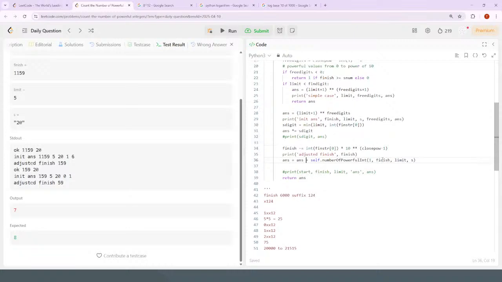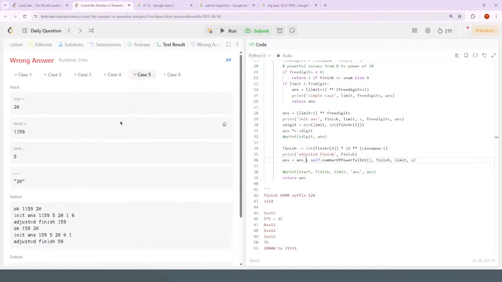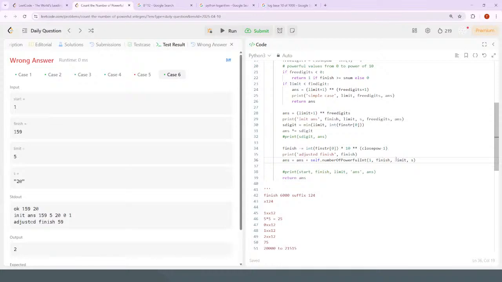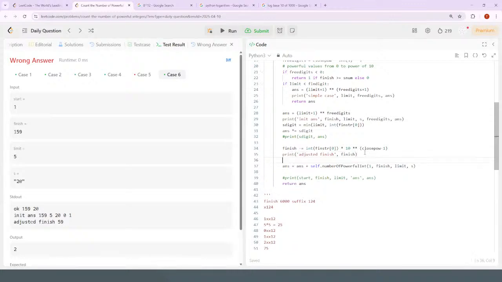From here 1 to 159. You call it by itself. The start 1, the finish is 159, 1 is 5. That's number's 20. Answer should be 2. Recursive answer is equal to self.number powerful int.